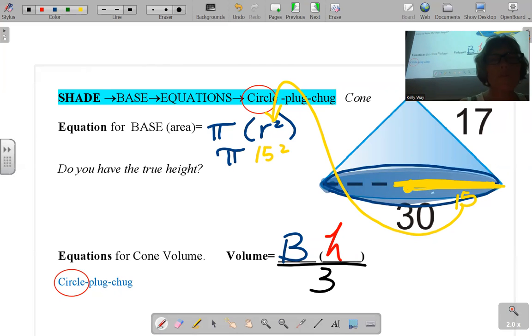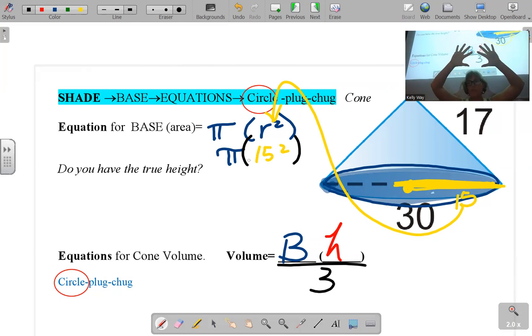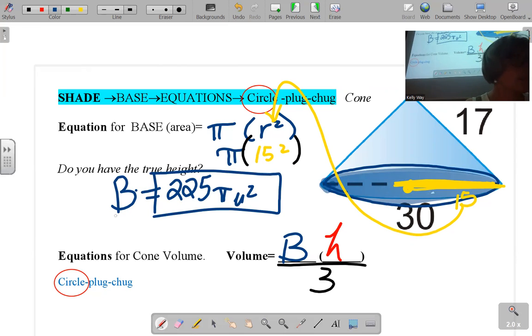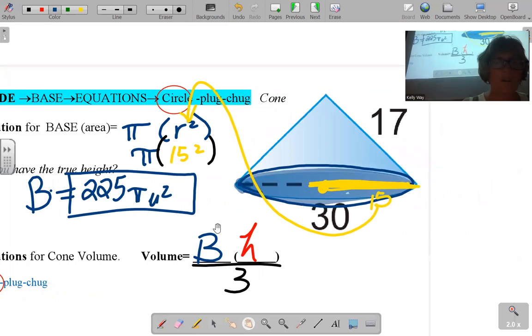You should know your perfect squares through 15, but if you need to, use a calculator. You have 10 seconds until I land on someone for 15 squared. Max, what you got? 225 it is. So that is our capital B, friends. Equals 225 pi. We have no units. We just call it unit squared. Da-da-da. You're done.